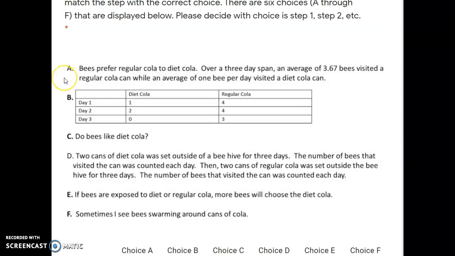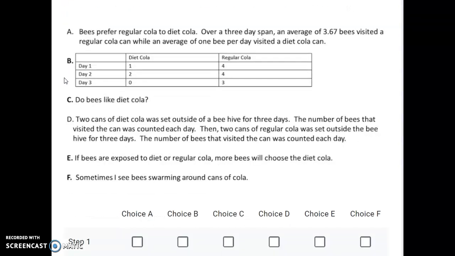Choice A. Bees prefer regular cola to Diet Cola. Over a 3-day span, an average of 3.67 bees visited a regular cola can, while an average of 1 bee per day visited a Diet Cola can. B. We see day 1, 1 bee came to the Diet Cola, 4 bees came to the regular cola. On day 2, 2 bees came to the Diet Cola and 4 to the regular. And day 3, 0 to the Diet Cola and 3 to the regular.